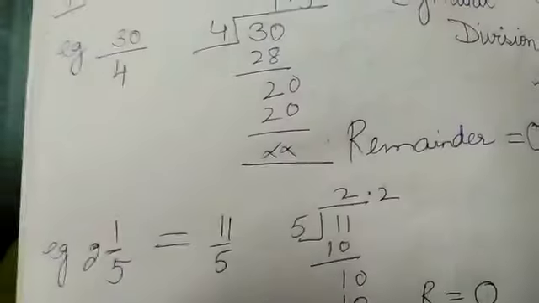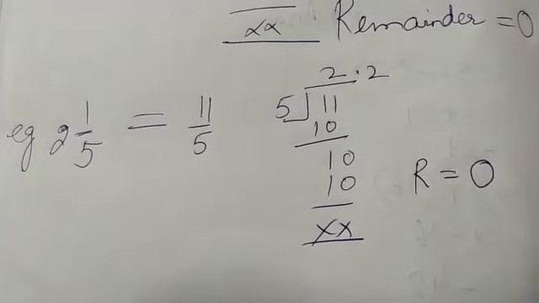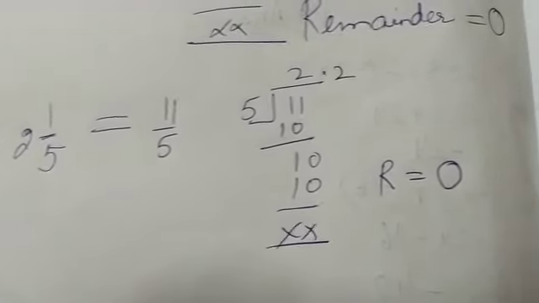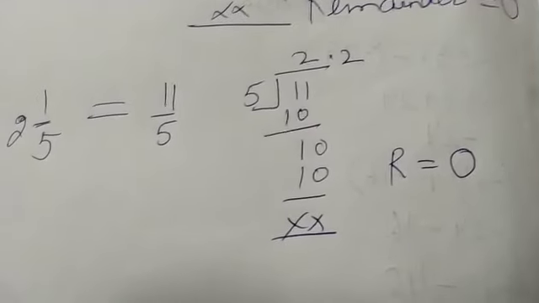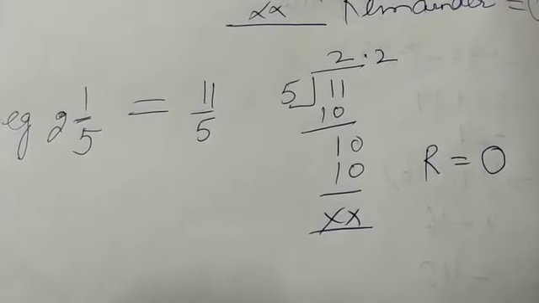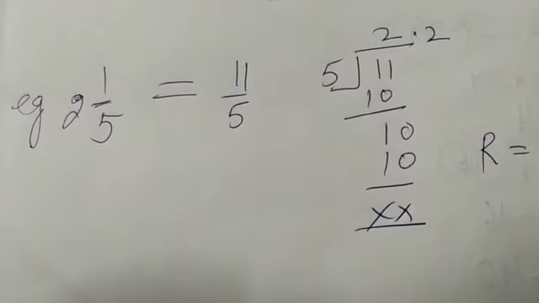Let's have a look at another example. 2 1 by 5. It is equivalent to 11 by 5. When you divide this number, you will get remainder 0. So on dividing a number, if your remainder is coming 0, it's a terminating decimal.